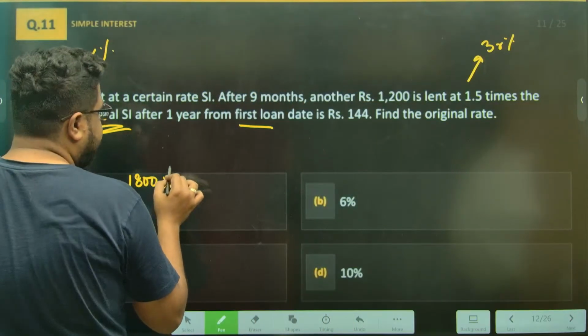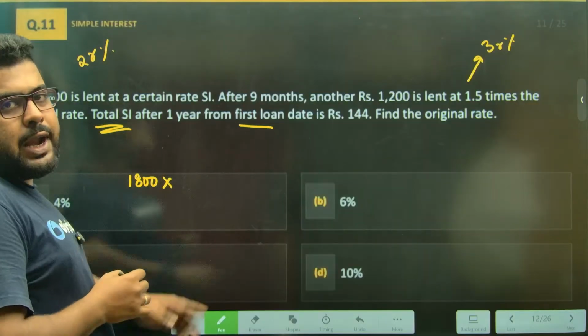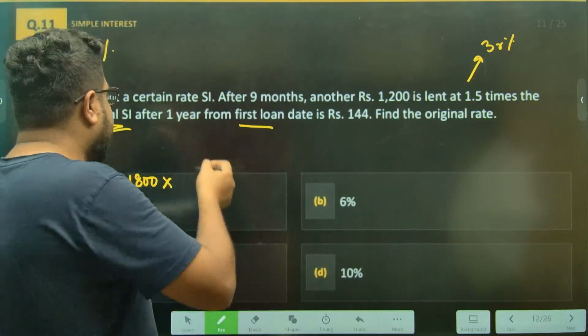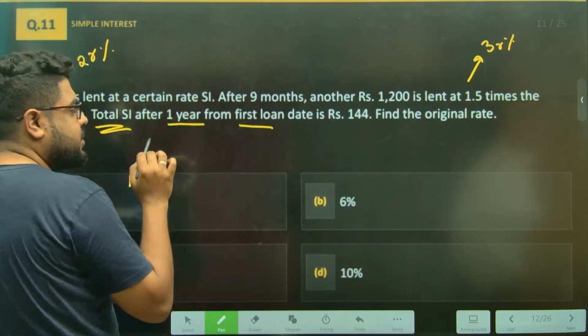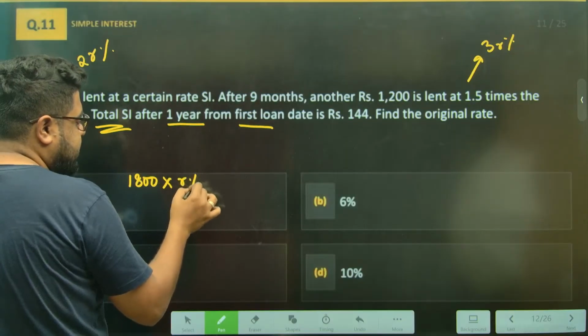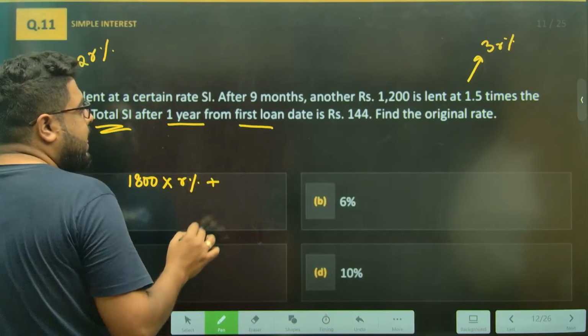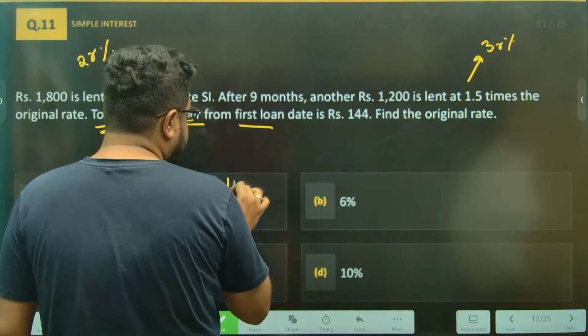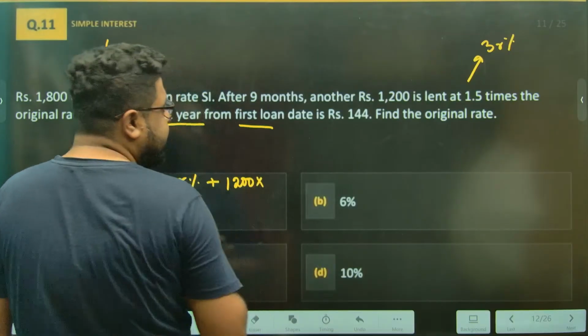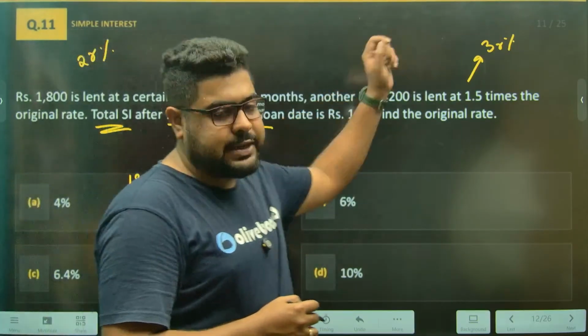1800 at 2R percent. Now, please understand. Total, how many months will be the loan? Sir, for the first loan, it is 1 year from the first loan. So 1 year meaning only R percent. Plus 9 months, another 1200 rupees was lent. Now, please understand 3R percent.